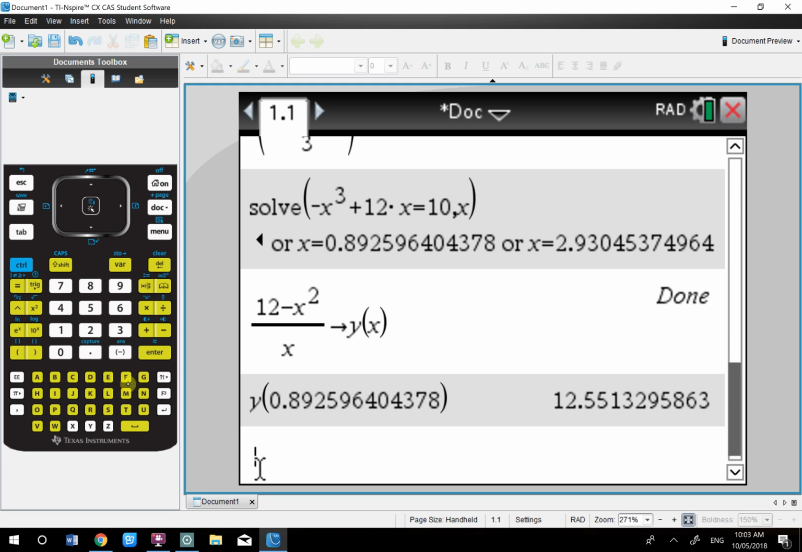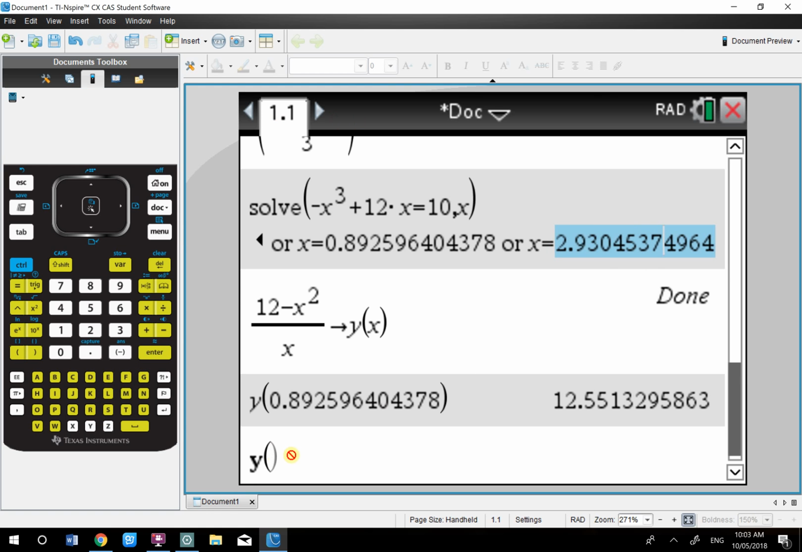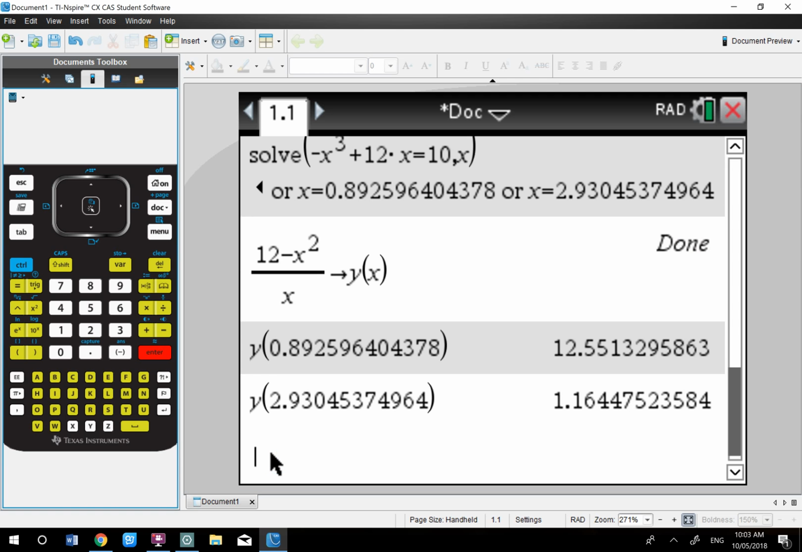And don't forget, you have another one, y bracket 2.91, that one works as well. We have 1.16 for the x, y values. So when x equals that, y equals that, the volume will be 10. When x equals that, y equals that, the volume will be 10 as well. So that's the two points. You will have volume equal to 10.